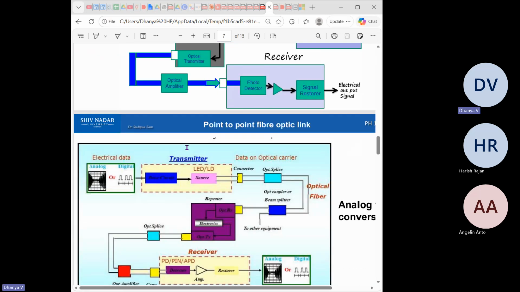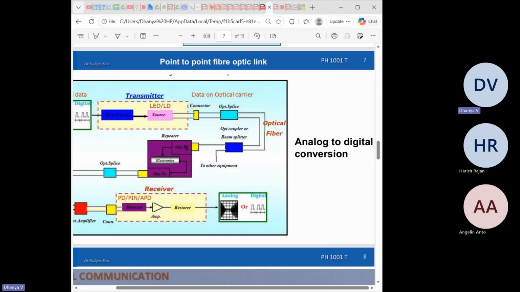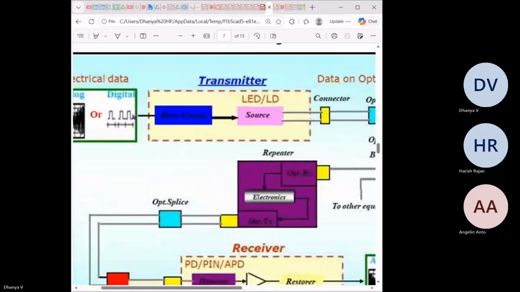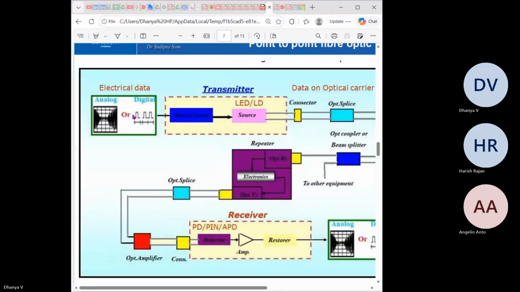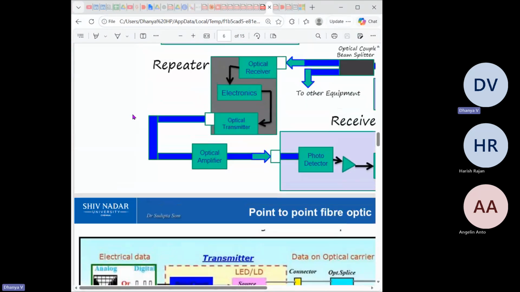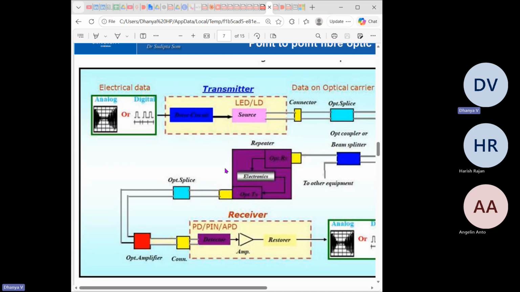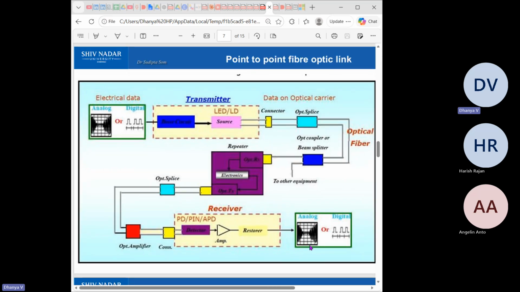And yeah, so with respect to this, your analog to digital converter. When you have your analog signal, you have something called your drive circuit. This is a very important topic. They'll definitely ask you in your 3 mark or your 5 mark. You can just draw this and give a brief explanation.